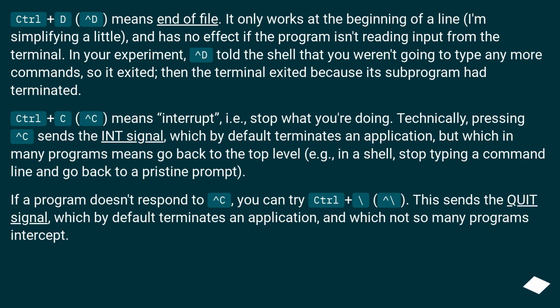Control+C, "C", means interrupt, i.e., stop what you're doing. Technically, pressing Control+C sends a SIGINT signal, which by default terminates an application, but which in many programs means go back to the top level. For example, in a shell, stop typing a command line and go back to a pristine prompt.